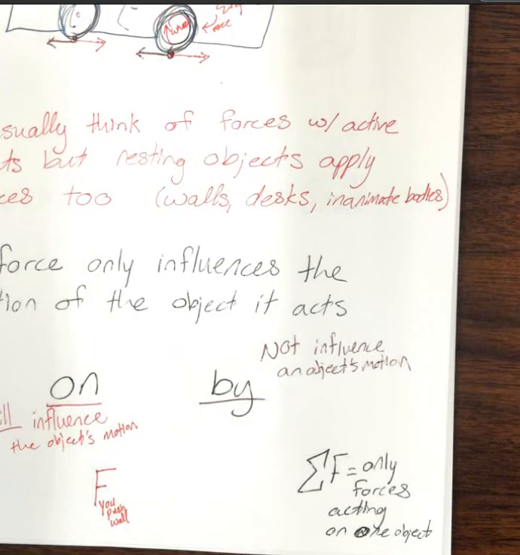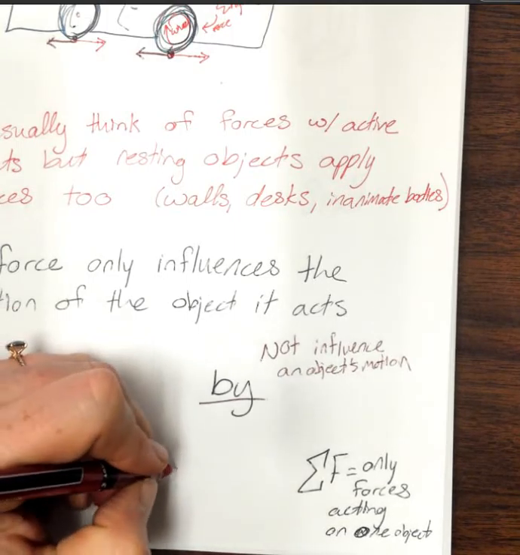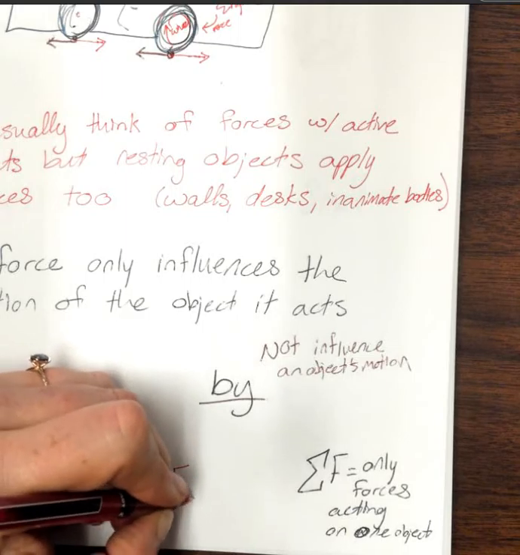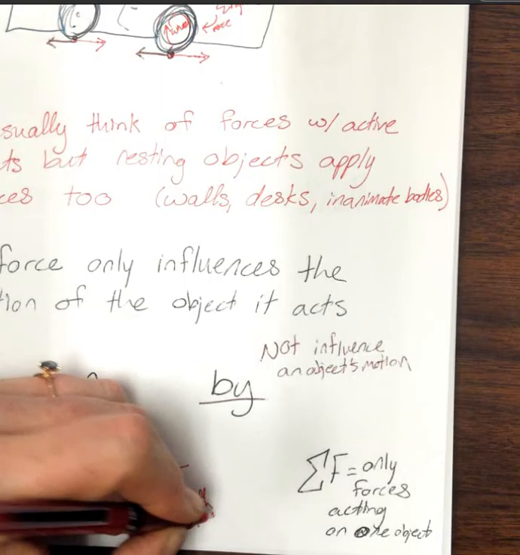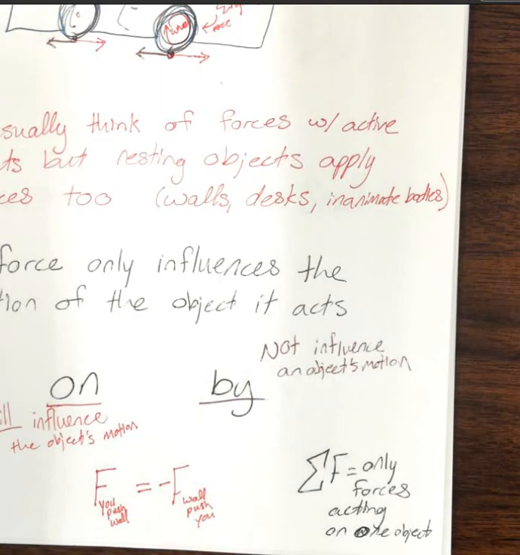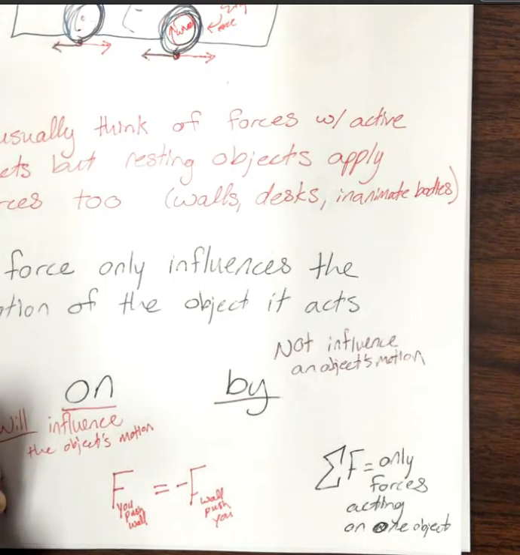Alright, what happens is this force is equal and opposite to the force of the wall pushing you. It's equal and it's opposite. Therefore, the force that you push the wall with is equal in size to the force that the wall pushes you with, but opposite in direction. So that means that when we do the net force for you, which force would we consider?